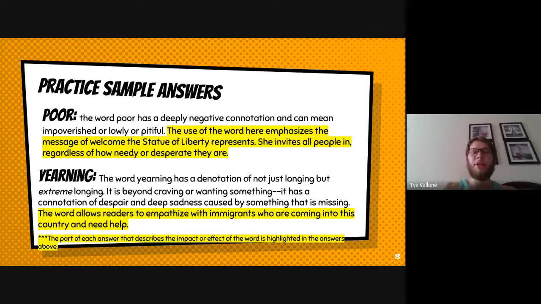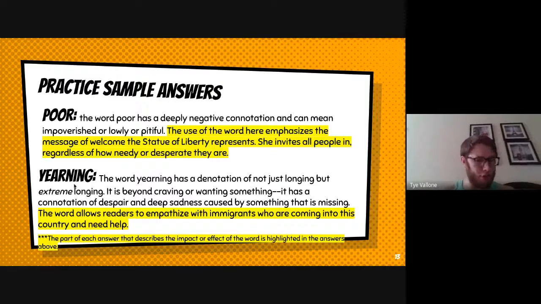Okay? So even though the denotative meaning, the dictionary definition, could just have to do with, you don't have a lot of money, the connotative meaning is negative in that it can mean you're impoverished, you're pitiful, like it says here. And that's what we think of when we hear it. So the use of the word here emphasizes the message of welcome the Statue of Liberty represents. She invites all people in, rich, poor, tired, hungry, okay, regardless of how desperate they are. So that's why Emma Lazarus uses that word.